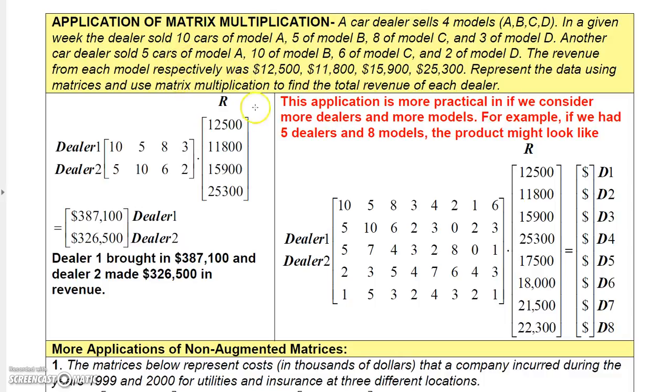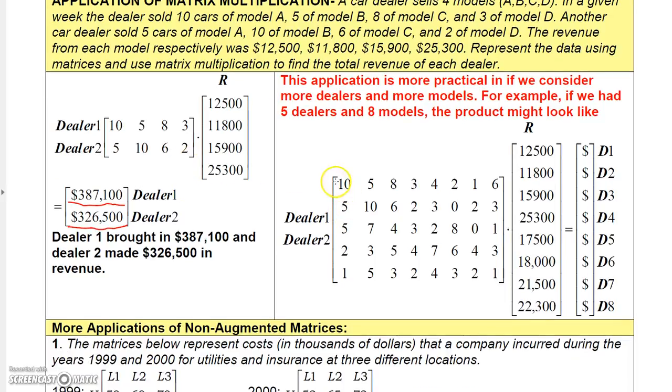Okay, read this one, but notice that if you take this example and you take dealer 1 and the number of cars sold, dealer 2 the number of cars sold, and then multiply them by the revenue per automobile, you'll actually get the total revenue for dealer 1 and the total revenue for dealer 2. Now at first that may not make that big of a deal to put it in matrix form when we could have just done it with a calculator, but let's suppose that you had lots of dealers.